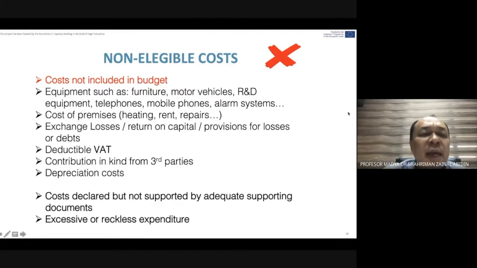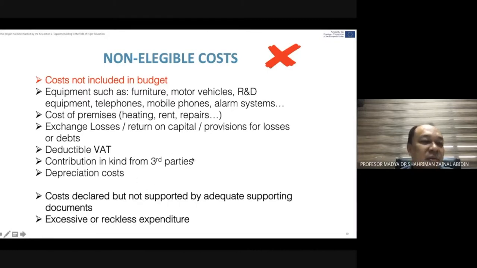Ada reason ya. And then cost of premise pun tak boleh, dari segi heating, rent, repair. It's not eligible. And then exchange losses, return of capital, provision for losses or debt pun not eligible. Deductible VAT pun tak, sebab kita memang tax exemption. And then contribution in kind for third party pun tak boleh. Tak boleh sedekah pada third party. And then depreciation cost pun not eligible.